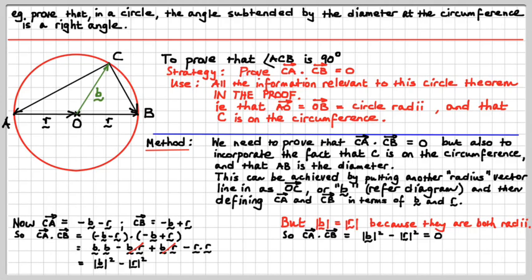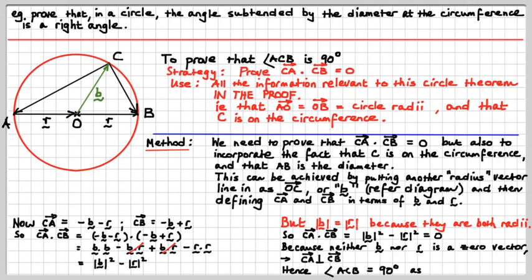And so therefore, CA dotted with CB is B squared minus R squared, which, because they're both the same length, equals 0. So what I'm saying is, because neither B nor R are 0 vectors, the only way that you can get the dot product equal to 0 is if the angle between them is 90 degrees. Okay, so I've proved it, guys, and I'm laughing, and hope you are too. So therefore, angle ACB is 90 degrees as required. Isn't it great? Vector proofs are very, very interesting.